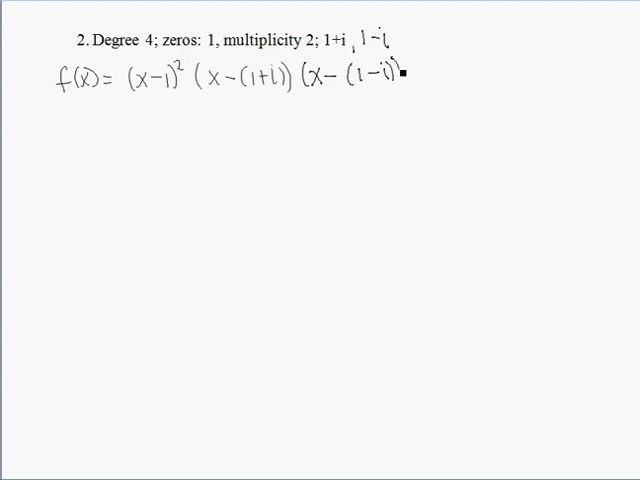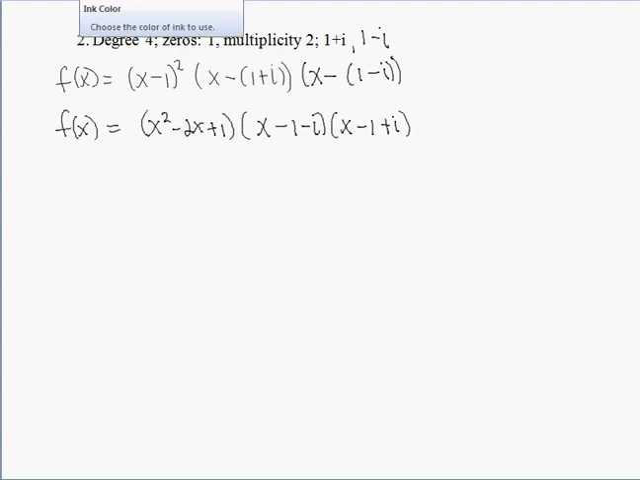So notice I put it in parentheses. So now I'm going to distribute this negative, and I'll also square this binomial. So I squared this and I distributed the two negatives here. Now I'm just going to multiply the two conjugate pairs, because then the complex part will go away. So let's line that up.